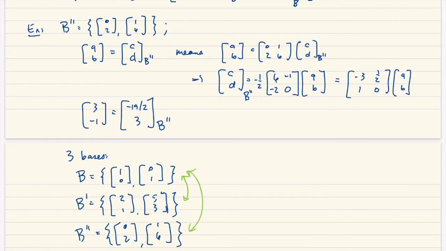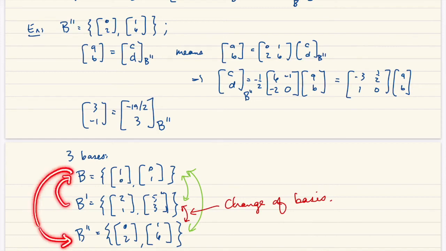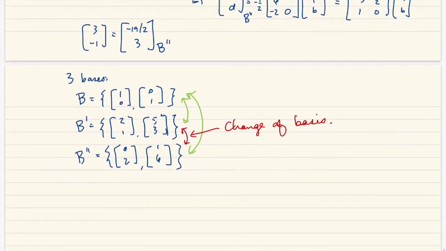Okay, and so we've talked about how to go back and forth between B and B prime and B and B double prime. But what I really want to talk about is what's called a change of basis formula. That's how you go between any two bases. The way I want to motivate this is that if I want to go from B prime to B double prime, I could go from B prime to B, and then from B to B double prime. That's the way I really want to think about this.